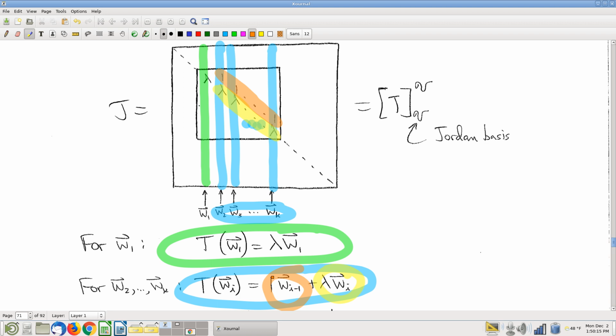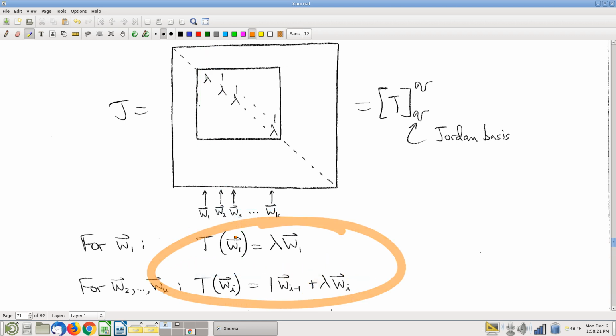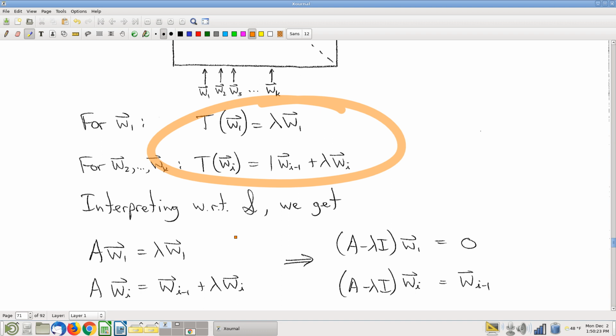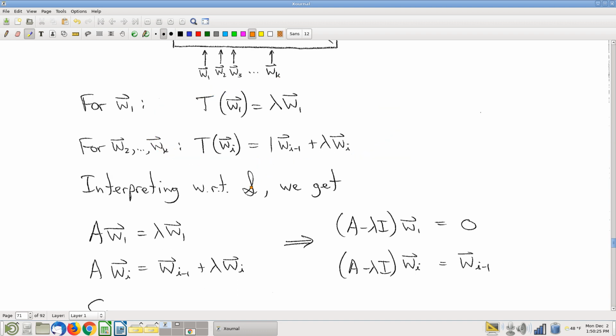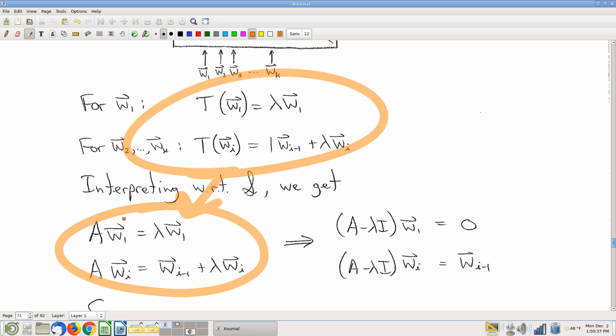Okay. So anyway, that's all just interpreting a la section 5.3. So we have these equations, and now let's write all of that with respect to the standard basis. With respect to the standard basis, of course, T is just A, whatever our original A matrix is. So these equations become these equations with respect to the standard basis.